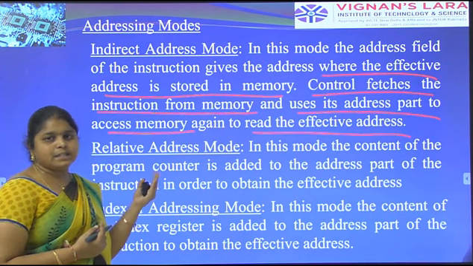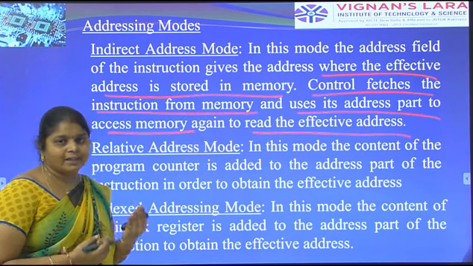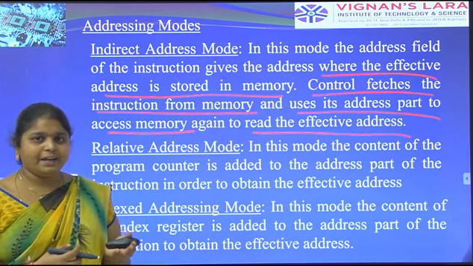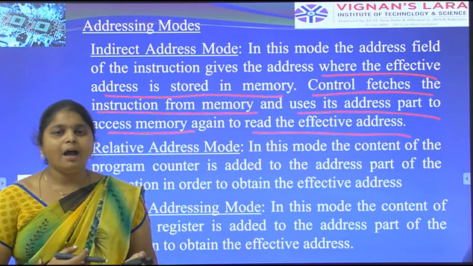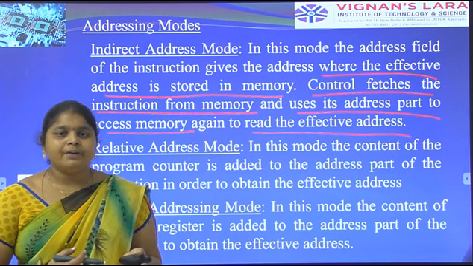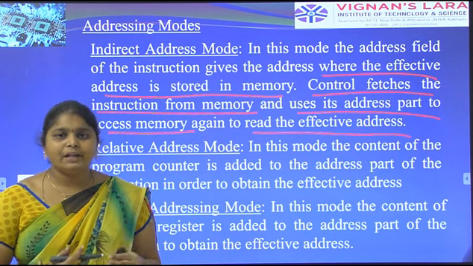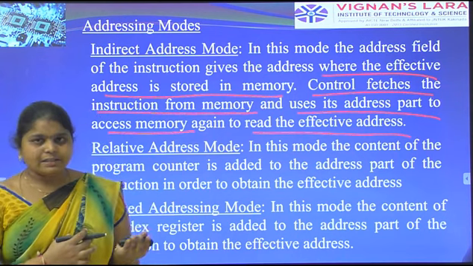In indirect addressing mode, we identify the operands and the operation with the help of the effective address. We have to read the effective address, and with that effective address only, we identify the address of the operand.